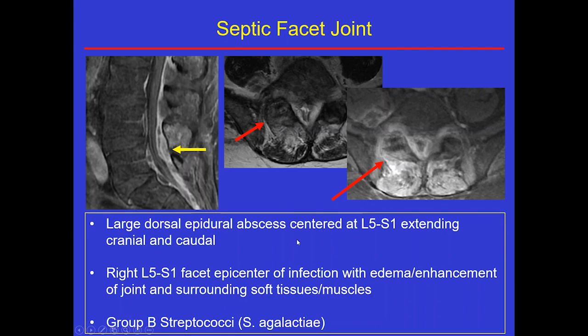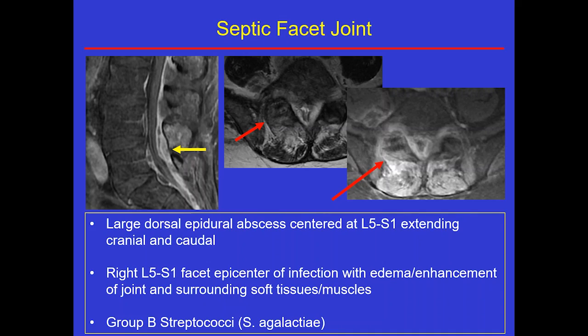And so this is a septic facet joint. Some people will refer to this as facetitis. And so the key here is if you see a dorsal epidural abscess, you always want to make sure that you take a look at the facet joints. So ventral epidural abscess, think about disc space infection. If you see a dorsal epidural abscess, think about infection starting in the facet joint, or a septic facet joint. In this case, we did sample this, and the organism was a group B streptococcus.